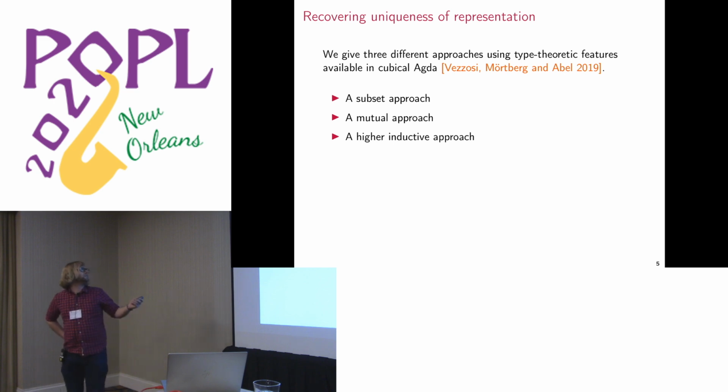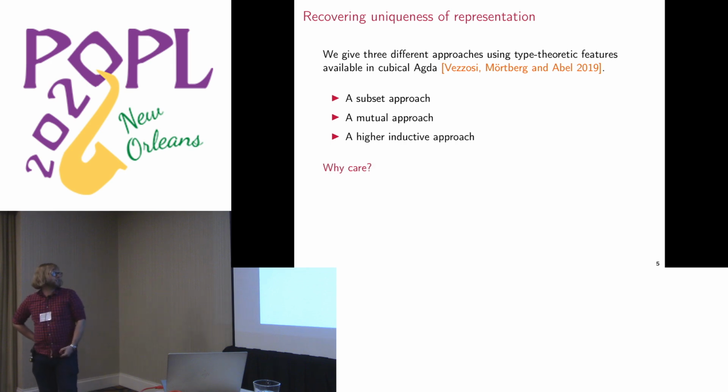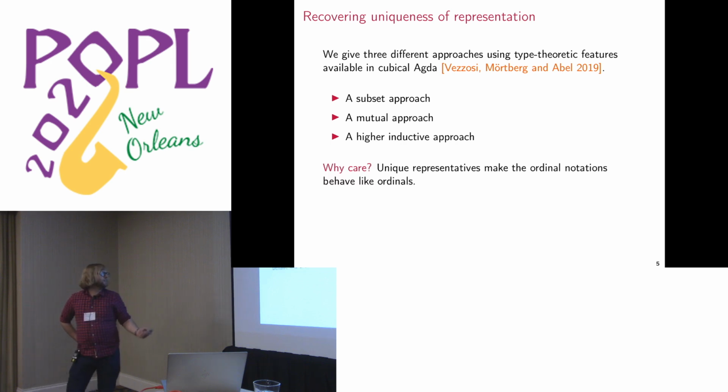And we do this in 3 different ways, actually. So one approach using subsets, one approach using mutual definitions, and one approach using higher inductive types that we just had a nice introduction to. Right. OK, so why should you care about this? Well, one reason to care is that these unique representatives make the ordinals actually behave the way you expect them to behave. Whereas the binary trees, they're just syntax. And there might be some properties of ordinals that you expect, but you don't have them unless you have these unique representatives. That's why I want to have a faithful representation.